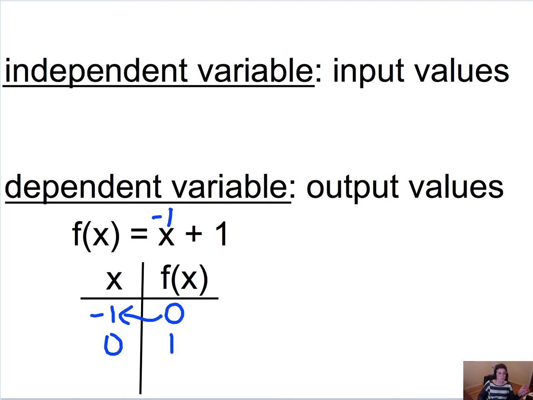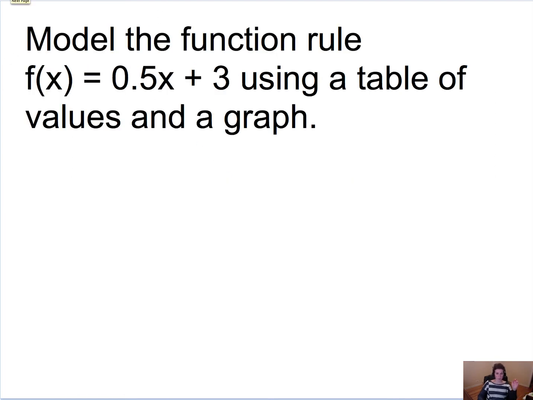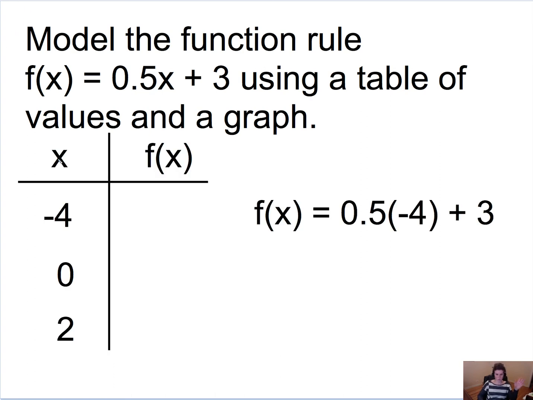Okay, so let's get to an example here. It says model the function rule f of x equals 0.5x plus 3 using a table of values and a graph. So now I chose these values. I chose -4 for x, 0 for x, 2 for x. So now when we're calculating the dependent variable, or the output, I plugged in -4 in place of x here, and now we can calculate.